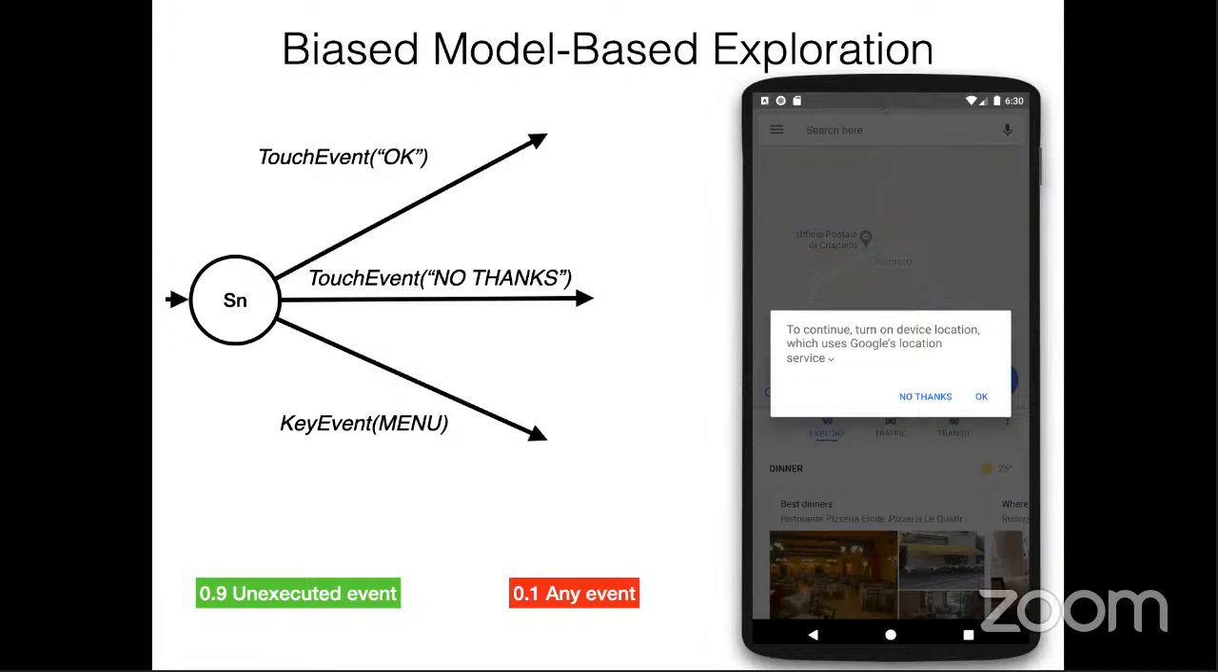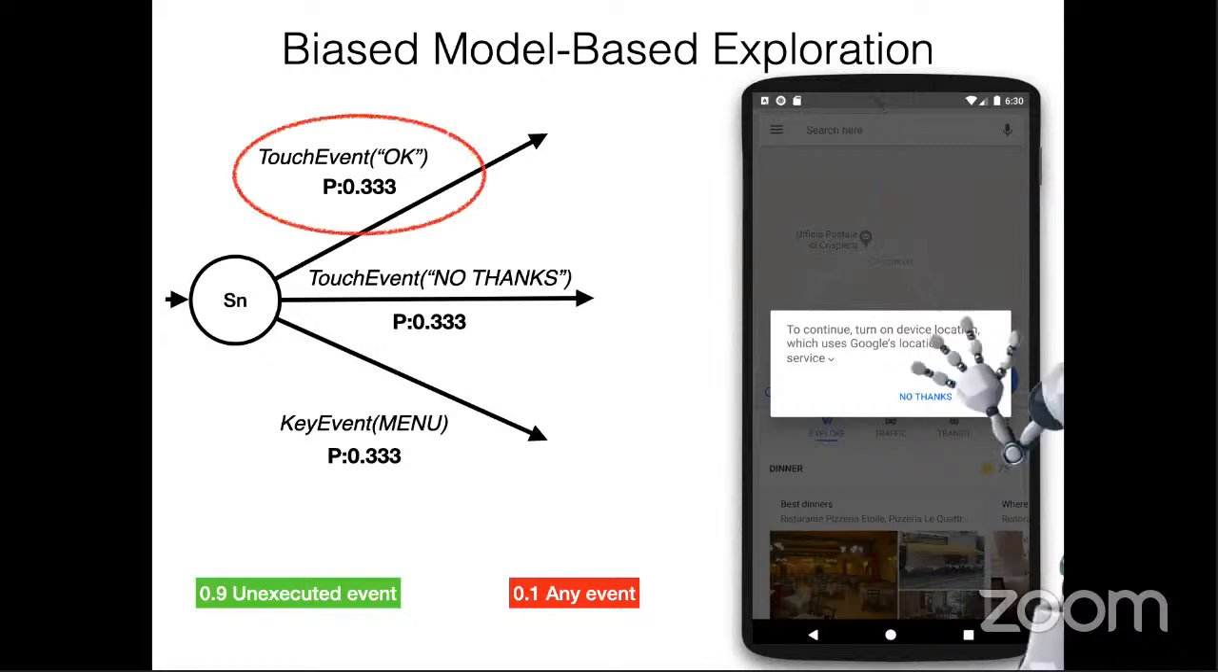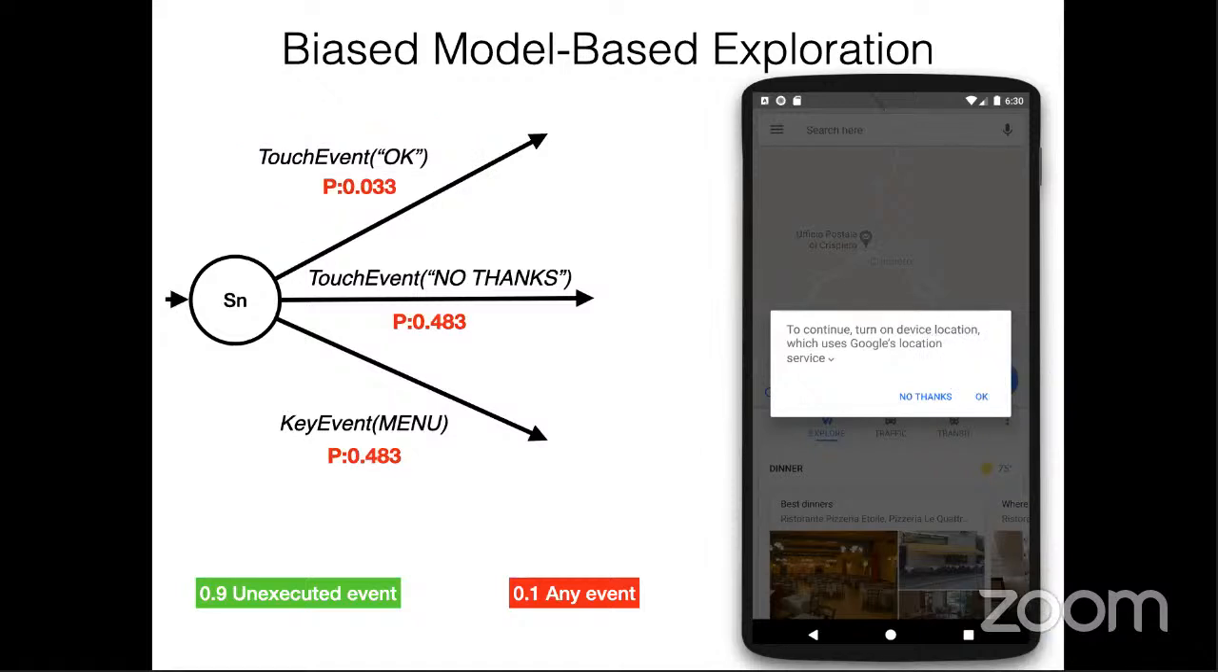Suppose DLD is in a new state where it can perform 3 possible actions. Since this is the first time DLD is in this state, each event will have the same probability of being chosen. Suppose DLD chooses the action that touches the OK button. Now, the next time DLD visits the state, the action that touches the OK button will have less chance of being chosen. Now, suppose that DLD clicks on the menu soft key.